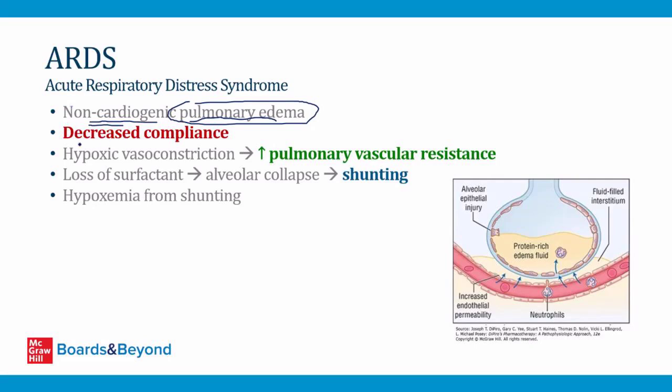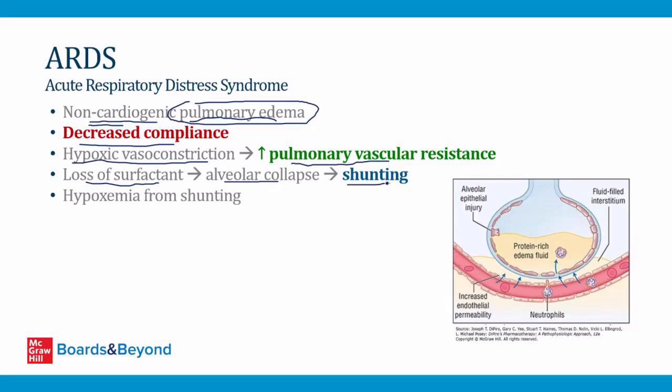Because of all the edema, there will be decreased compliance of the lungs. Basically, the lungs become very stiff. And then hypoxia will cause vasoconstriction of blood vessels in the lungs, and so this will raise the pulmonary vascular resistance. And then all that edema will wash away surfactant. The alveoli can collapse. When you have blood flowing past collapsed alveoli that are not filled with air, this leads to shunting, which is one of the mechanisms of hypoxemia.